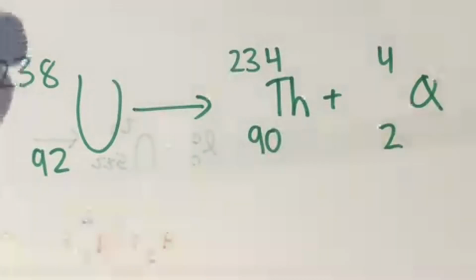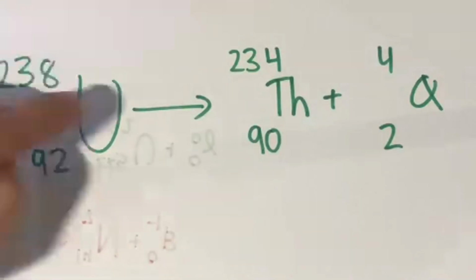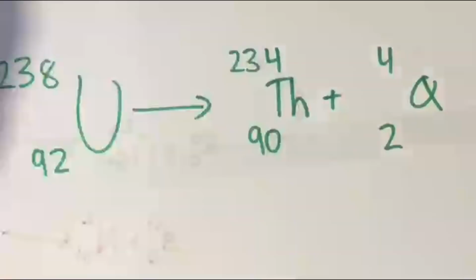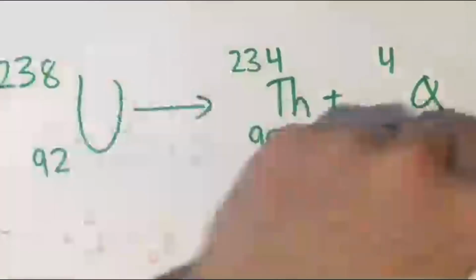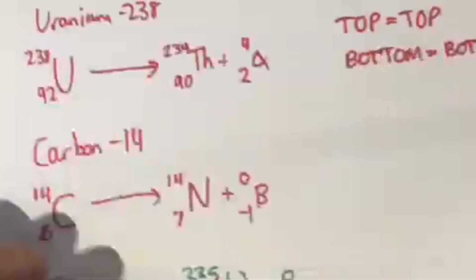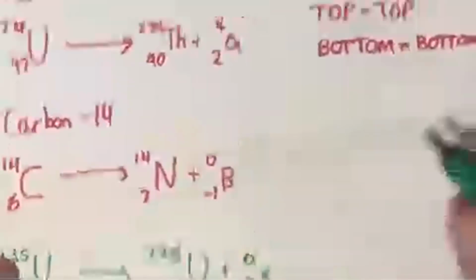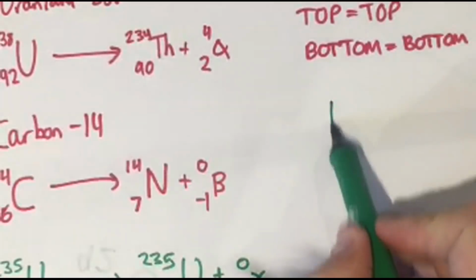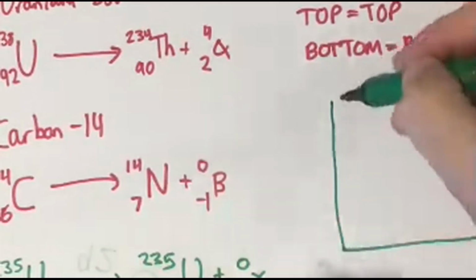238, 234 plus 4. The point is the top all equals together and the bottom all equals together. That is radiation. The only things that I can ask you about, and that's quite a good thing to quickly cover before I go back to my list.